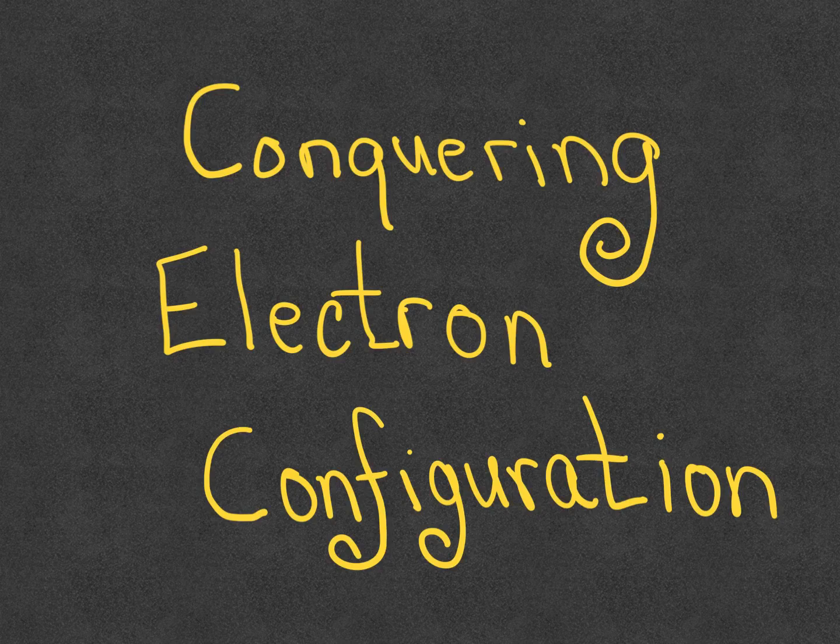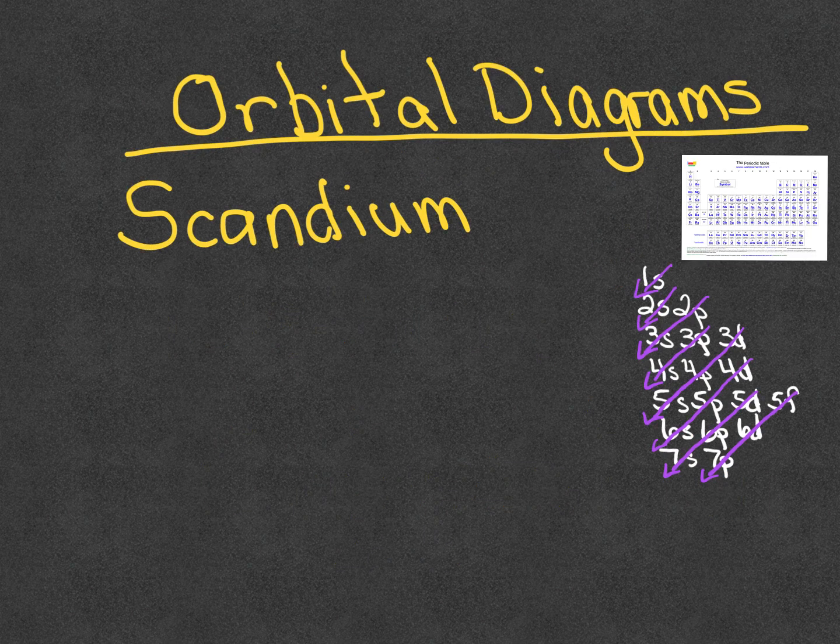In this video, we are going to conquer electron configuration. There are many ways to do electron configuration, but when you're just learning, you start with the orbital diagrams and move up from that. We are going to learn using orbital diagrams and just writing out the electron configurations. The first example we're going to do with orbital diagrams is scandium.